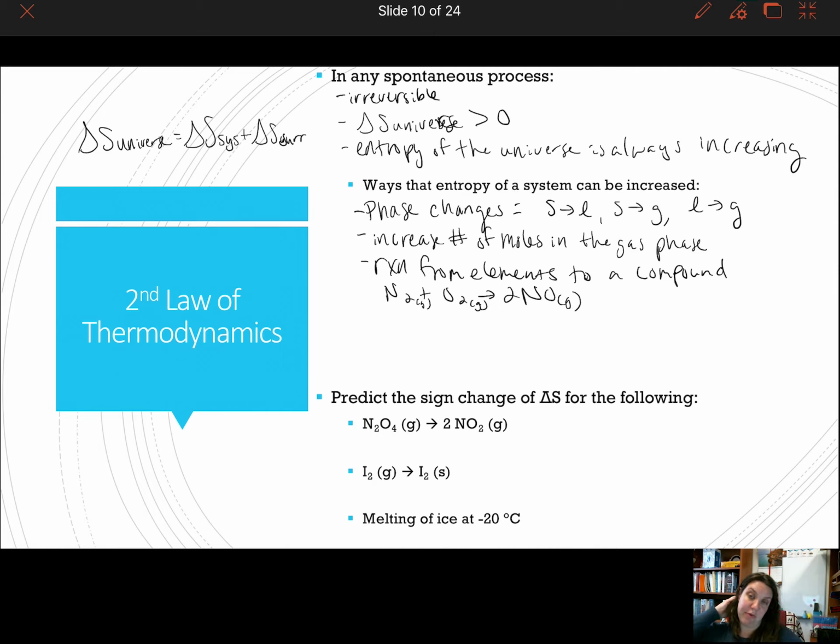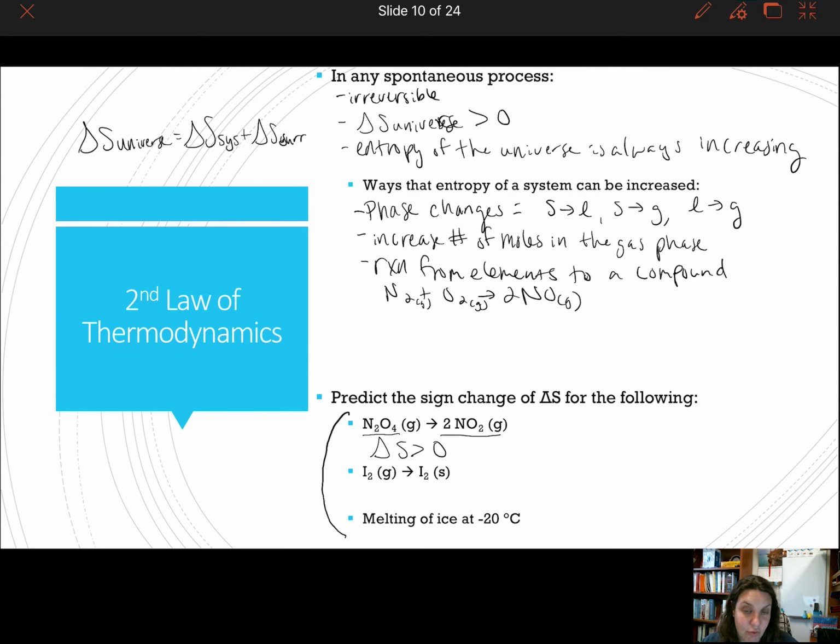Where we have all the same number of gas molecules, but now we're mixing elemental forms combined to make a compound. Okay, so let's predict some of the signs down here. If we have N2O4 going to 2NO2, we start with one gas molecule, we go to two gas molecules. So we're increasing the number of moles in the gas phase, so our delta S here is going to be greater than 0.